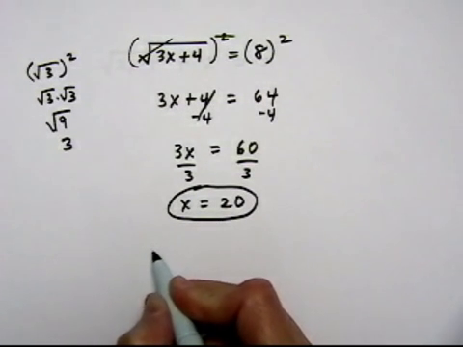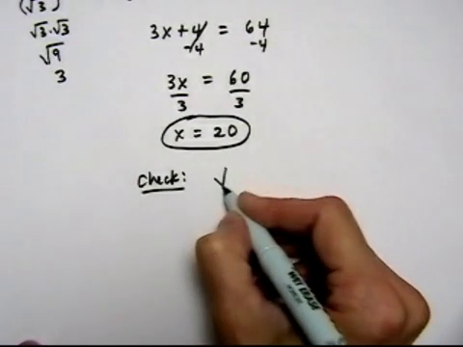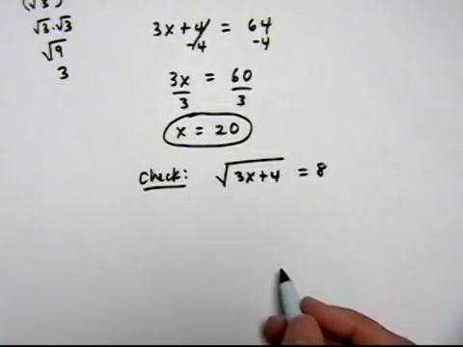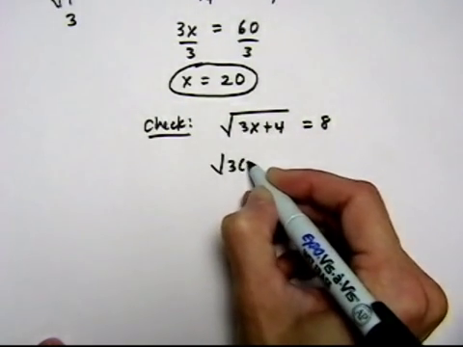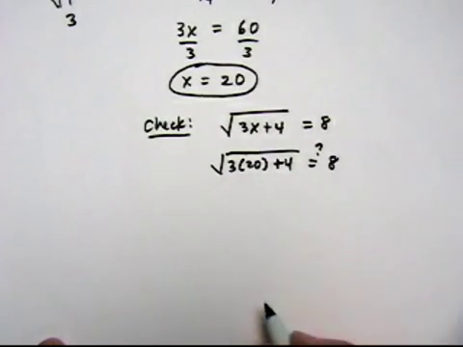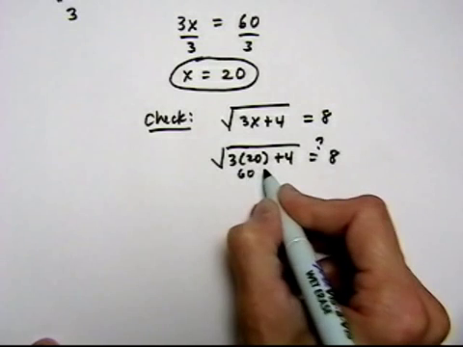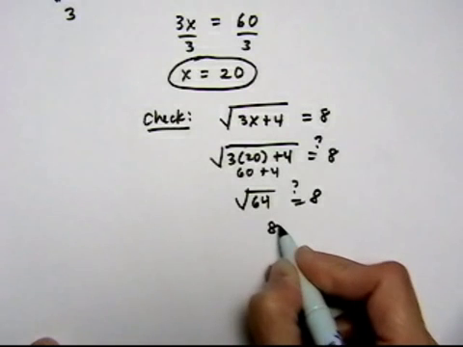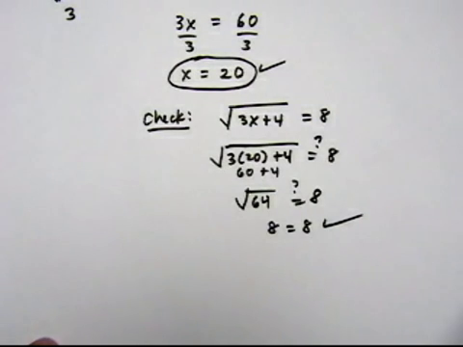If we put x is 20 into the original equation, which was root 3x plus 4 is equal to 8, we want to see, does the root of 3 times 20 plus 4 equal 8? If it does, our solution is a valid solution. That would be 60 plus 4, so that's root 64. Does that equal 8? Yes, it does. That means our solution checks out, and yes, x equals 20.